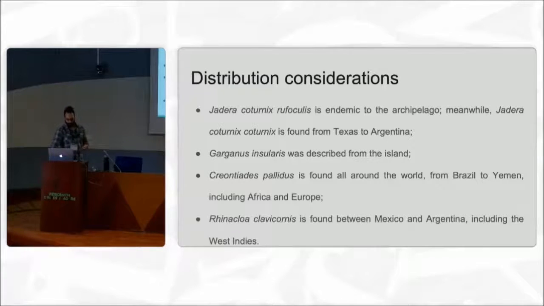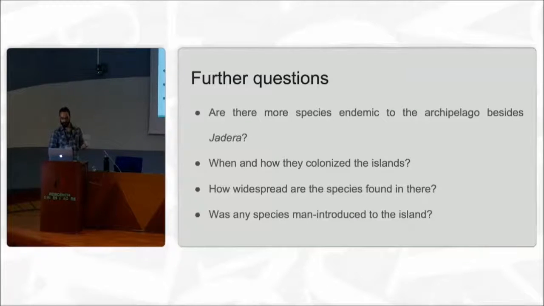So what are the questions then? Are there more species endemic to the archipelago besides Jadera? And when and how did they colonize the islands? How widespread are the species found in there? And was any species introduced to the island by man? These are hard questions to answer, mainly when we are talking about arthropods.